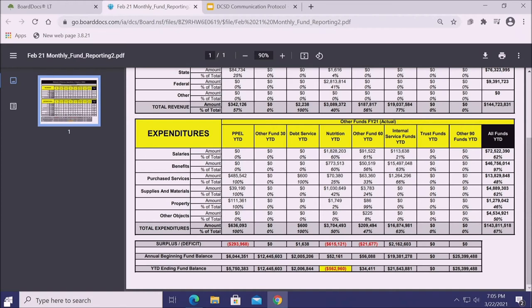The same is true on our before and after school programs. If the fund goes negative, we'll be able to use those funds to help stabilize. Director Beck.